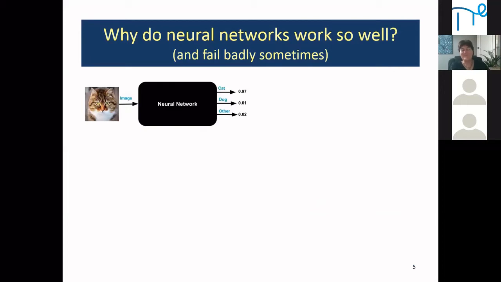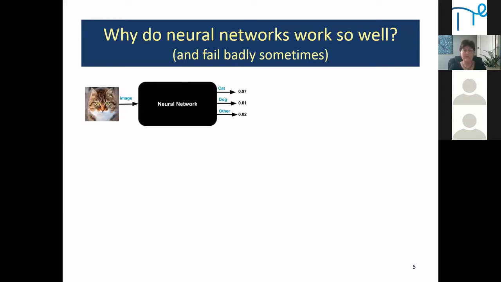So if we look at that little picture that I have there of the cat, we know that neural networks are very successful at identifying certain objects. So a neural network can now, it was a few years ago a very hard task, nowadays it's a trivial task to identify when an image contains a cat or not. So the output of the neural network would say that, well, there's a 97% probability of the image containing a cat, or a 1% probability of containing a dog, and so on.